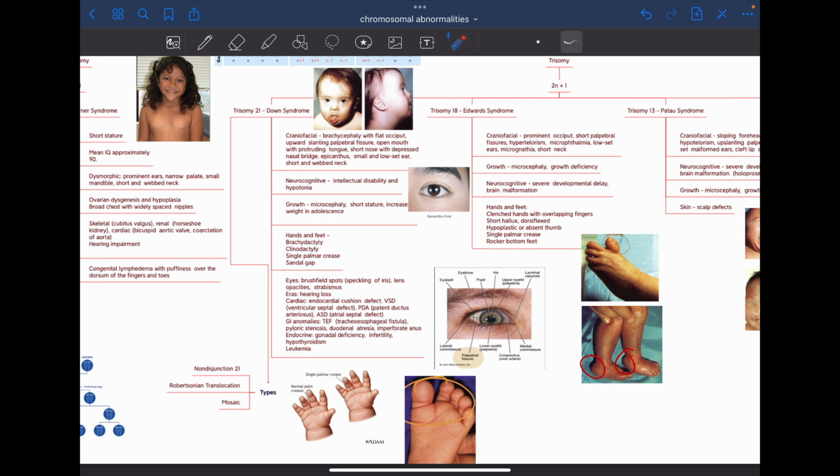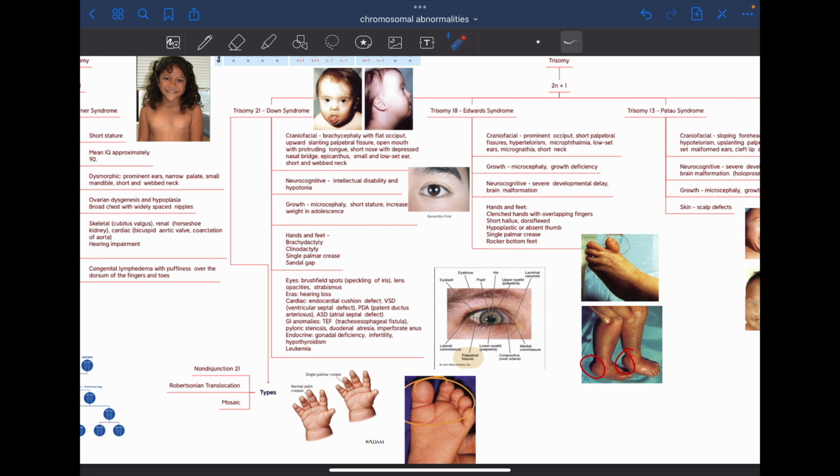So there's brachydactyly, or short fingers. Clinodactyly, where one of the child's fingers is curved or deviated. There's a single palmar crease, like in this picture. In a normal hand there are multiple creases, but in the case of Down syndrome you'll have a single palmar crease. There's also a sandal gap, so there is a gap between the two toes, the big toe and the toe near it, there's a larger gap.